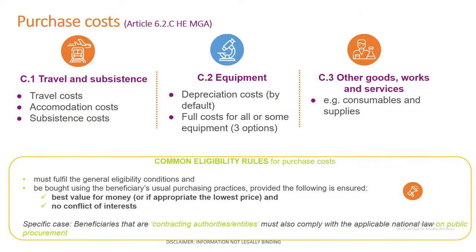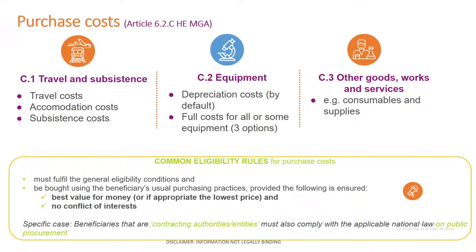So purchasing cost is established under Article 6.2c of the Horizon Europe Model Grant Agreement. As I was saying in the first slides, there are 3 subcategories. First, travel: all the trips that may be necessary for the implementation of the action and linked to the action, and this could cover hotels, flights, daily allowance, etc. Then we have equipment, and for equipment I have a specific slide to explain further how to declare this cost, because the default rule is the depreciation cost. But under Horizon Europe there is also the possibility to claim the full cost of the equipment. I will explain later. And then the third category is other goods, works and services, like consumables, supplies, and other types of services that you will need in order to perform your task.